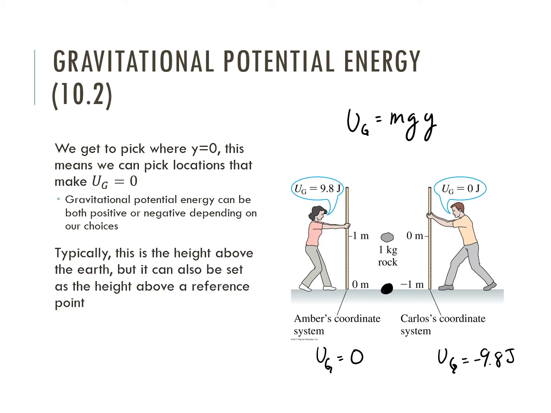Now typically, the most common y is equal to 0 value is just to put it on the ground or at the reference point. So maybe you're dropping everything on a table and the table is the lowest value a thing can go. Instead of always adding the height of the table to all your values, just say the height of the table is equal to 0. So you can pick where y is equal to 0, and typically we choose this in such a way that it is beneficial to us.